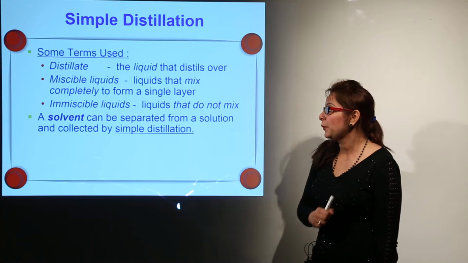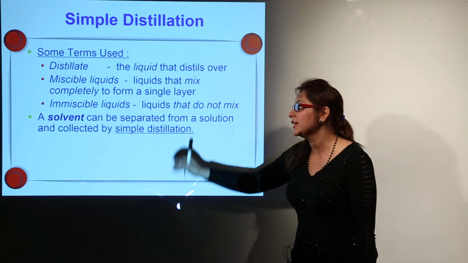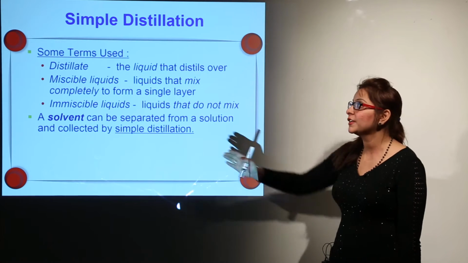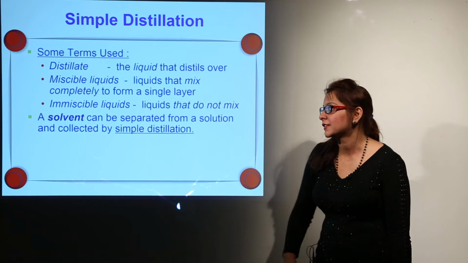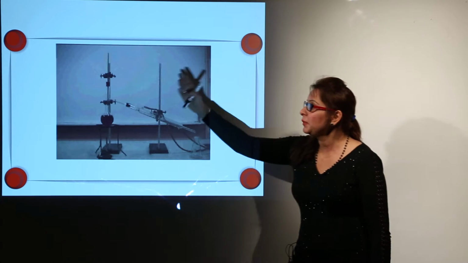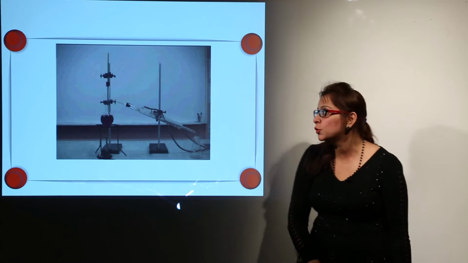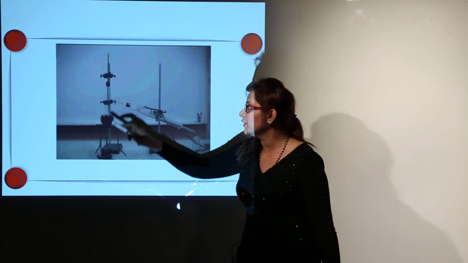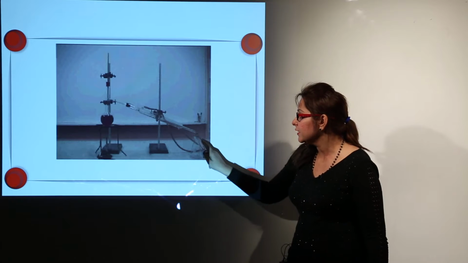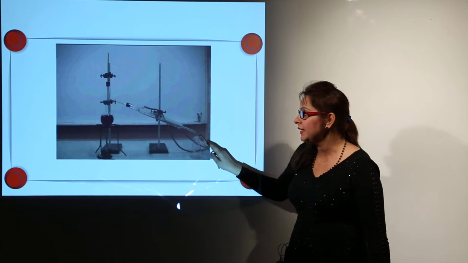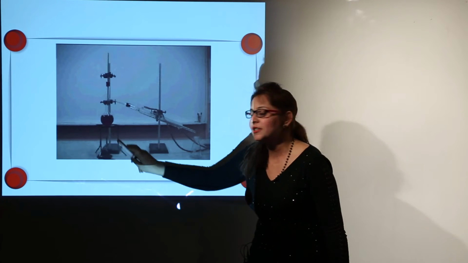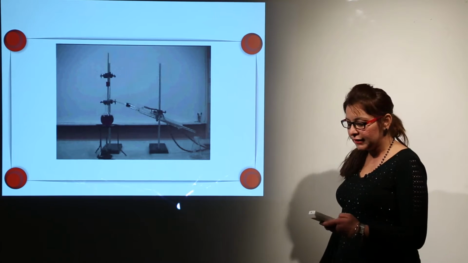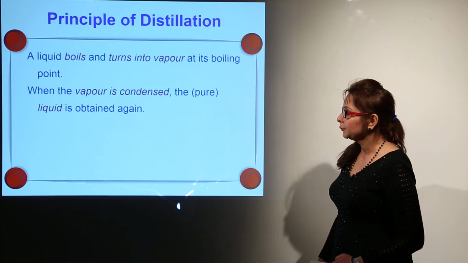Similarly, how can we separate the solvent from its solution? By the process called simple distillation, and the liquid that distills over is obviously called the distillate. This is the simple distillation apparatus which is being used. You get to see a round bottom flask, a thermometer attached, the condenser, the beaker which will contain the distillate, the burner, and the tripod stand. So this is the apparatus we are going to use in a simple distillation process, right.